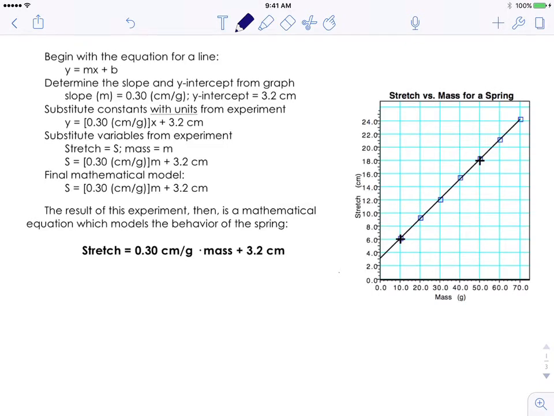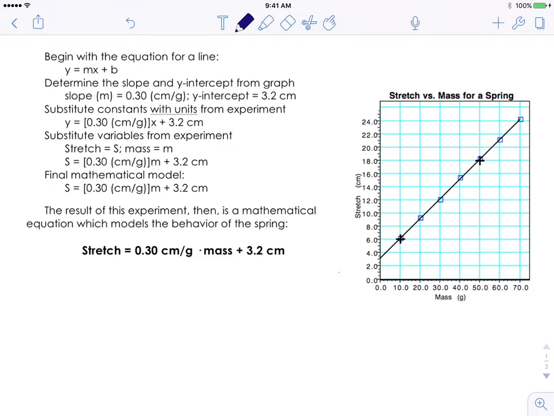All right, hi everyone. We're gonna start with the mathematical model, but first I just want to talk real quick about the difference between the equation for a line and your mathematical model. Again, this comes right out of your reading packet, so if you're unsure what that is, take a look at all the papers you may have with you.